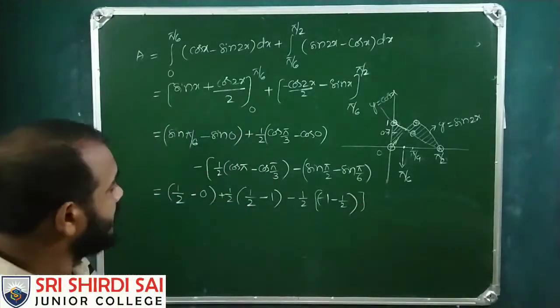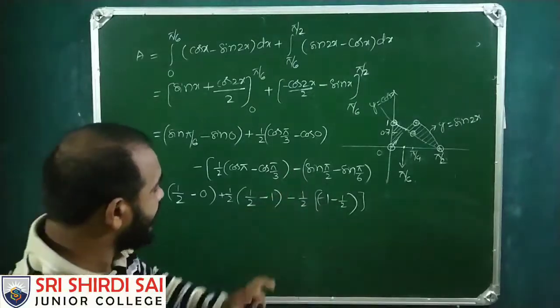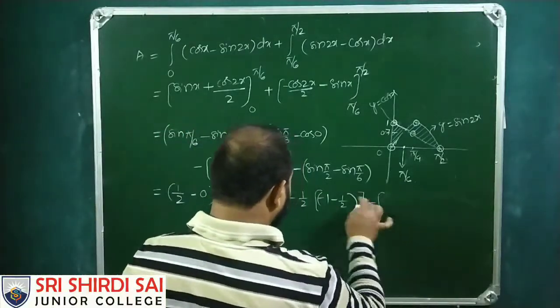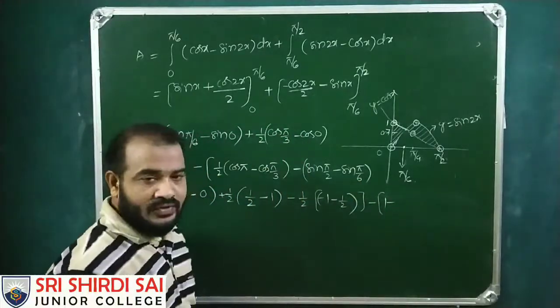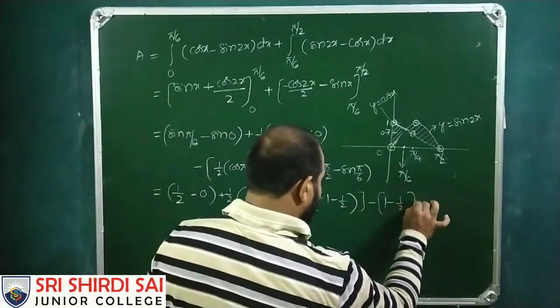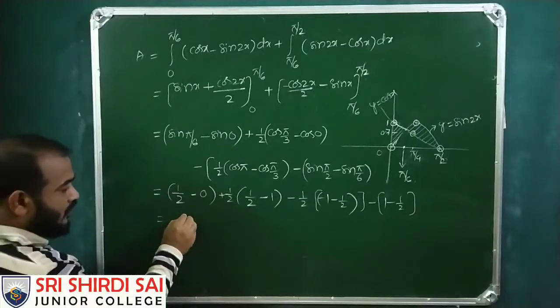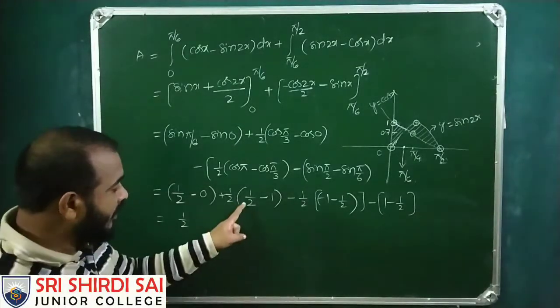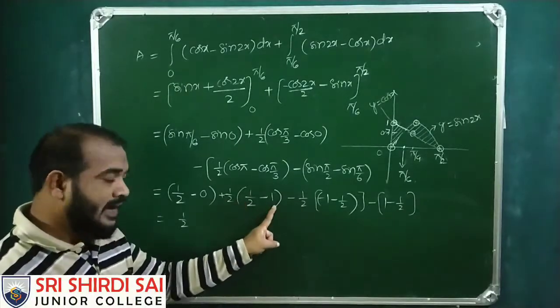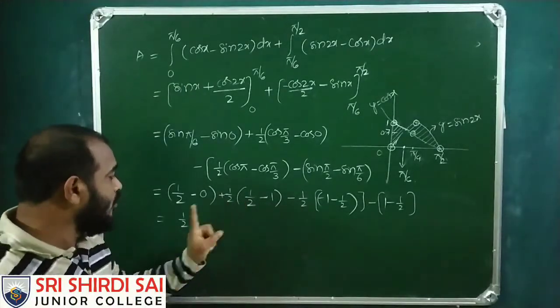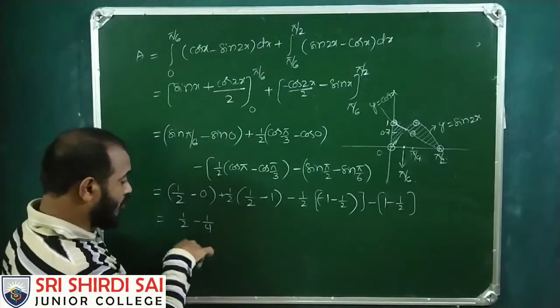Next, here minus sin 90, whose value is 1, minus sin 30, which is 1 by 2. So just simplify. 1 by 2 minus 1 is minus 1 by 2, into 1 by 2. So minus 1 by 4.